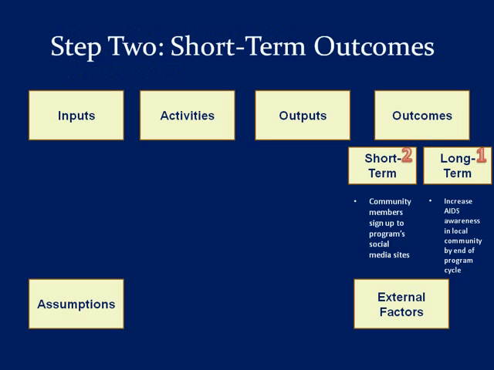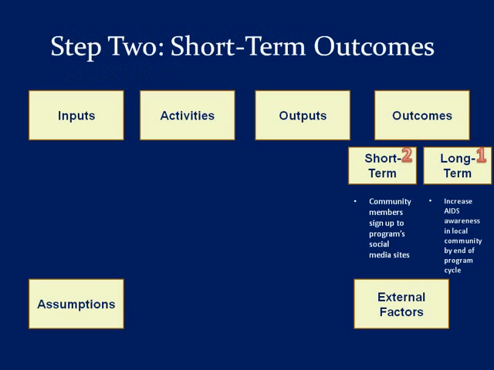After our long-term outcomes, we can take a look at our short-term outcomes. Discuss the more immediate changes that your program is trying to make. And when discussing these changes, make sure to keep in mind the long-term outcomes that you've just developed. Each of these short-term outcomes should directly lead to the actualization of a long-term outcome.